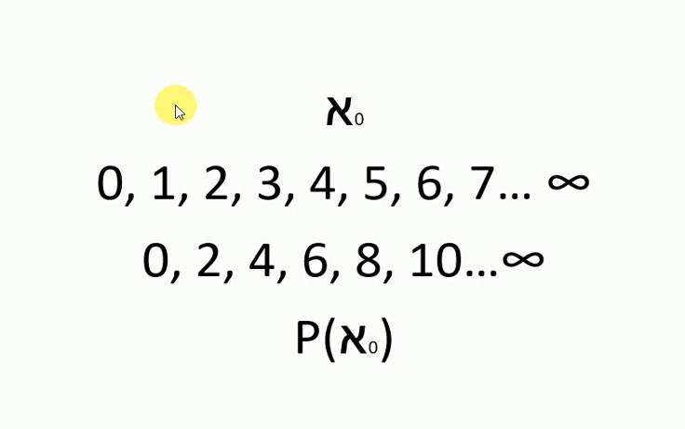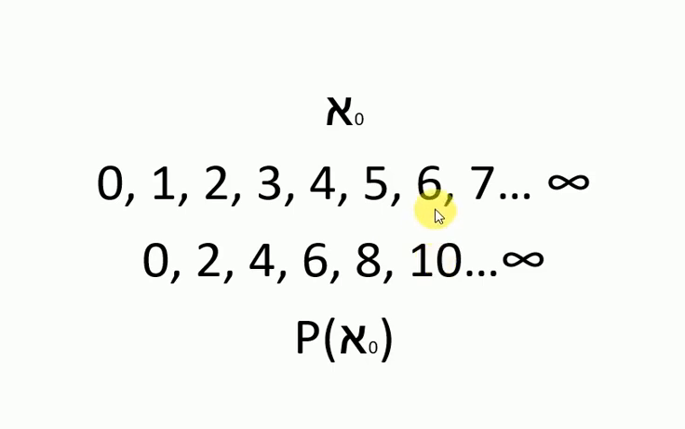For example, the set of all natural numbers, 0, 1, 2, 3, 4, 5, 6, you can include or not include 0, it doesn't matter. If you keep on counting and add all these numbers as a set, this set has an infinite amount of numbers or elements, and therefore it's an infinite set. Also, the set of 0, 2, 4, 6, 8, until infinity, which is the even numbers, is also an infinite set, because it has an infinite amount of elements.